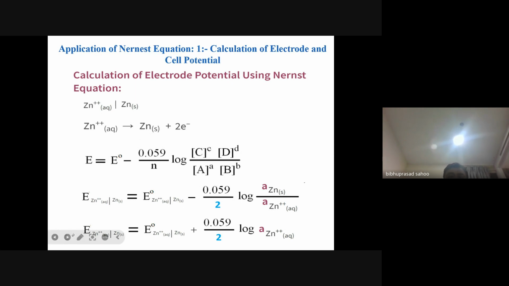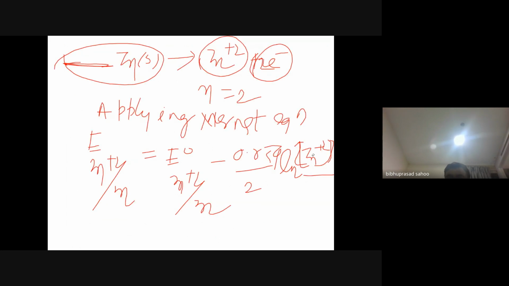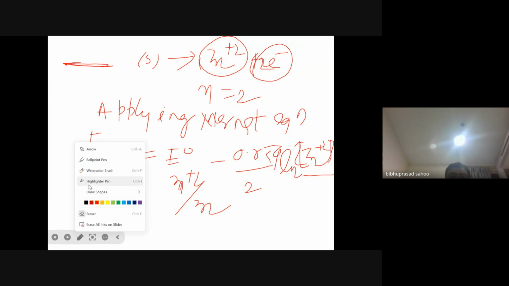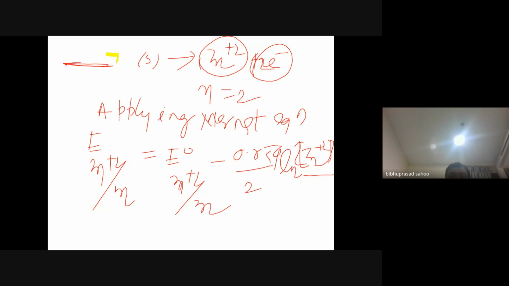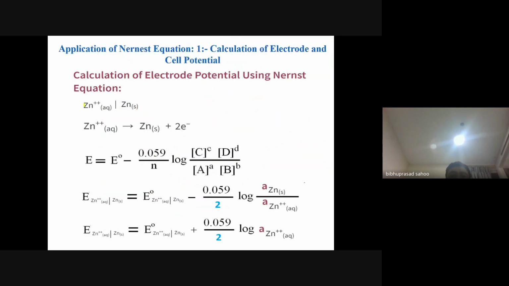Whatever I taught you, student, I have written here. Just see what I have written here: zinc solid gives zinc 2 plus. Zinc solid was there previously. But in this slide, what is there? Zinc 2 plus gives Zn. That means opposite. So the left hand side contains an ionic species, the right hand side doesn't contain any.